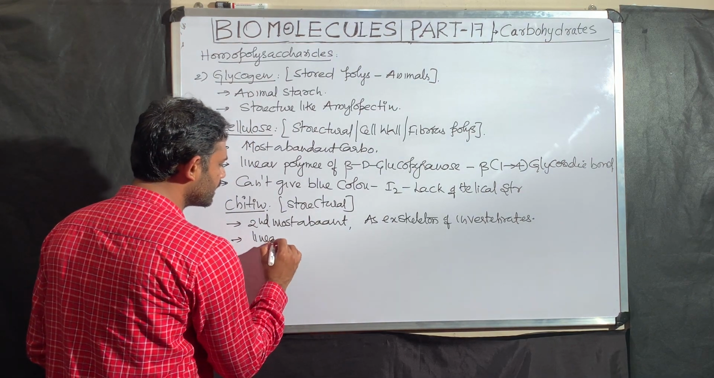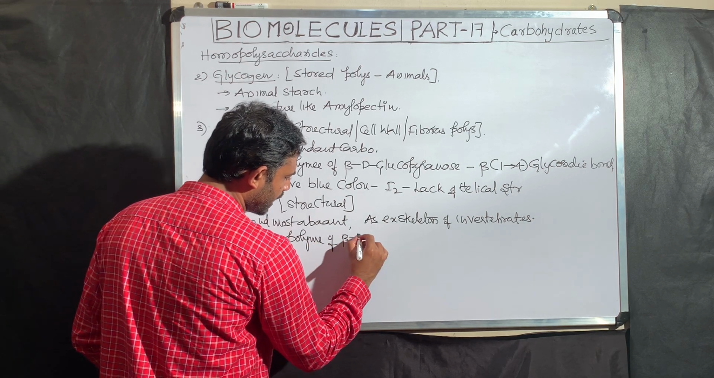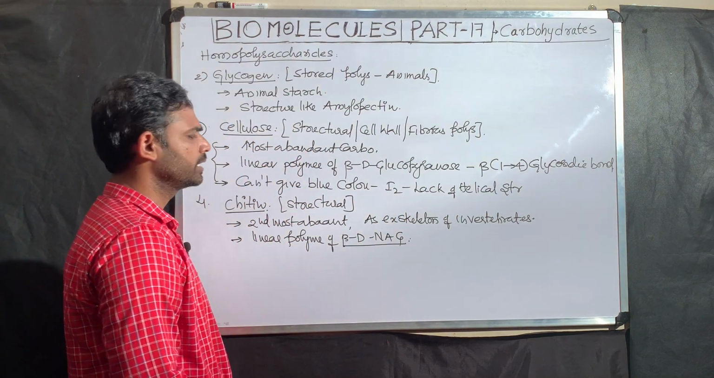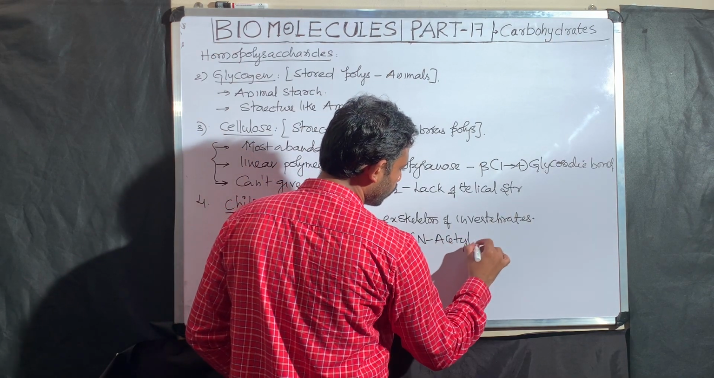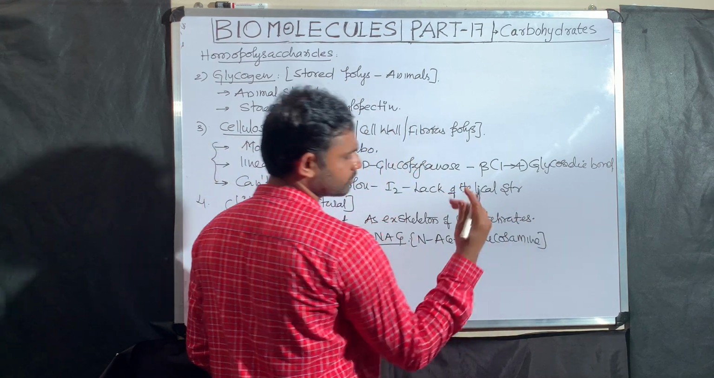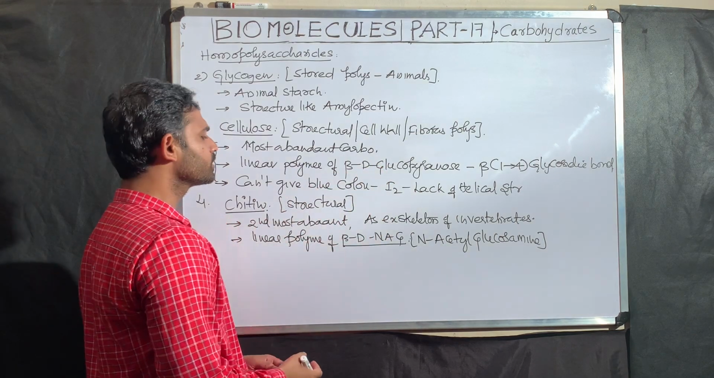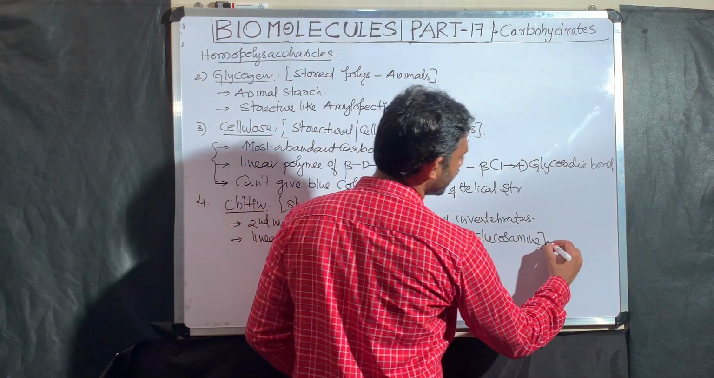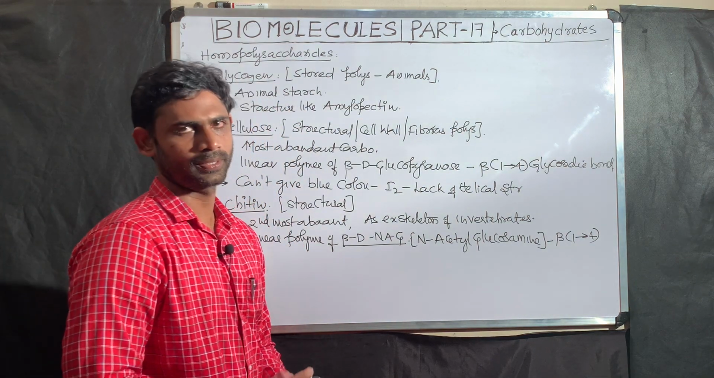It is a linear polymer of beta D NAG. This is very important, so many times asked in the exam. NAG means what? N-acetyl glucosamine. This is just modified glucose, that's all. So linear polymer. This is a beta D glucose. This is a beta D N-acetyl glucosamine linked through the same bond, beta 1 to 4 glycosidic bond.